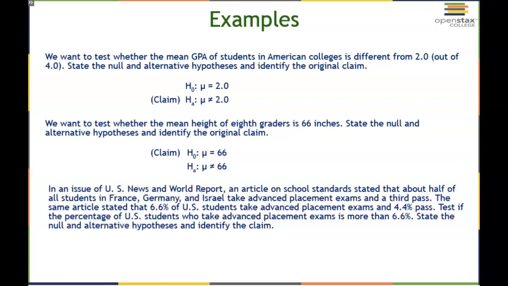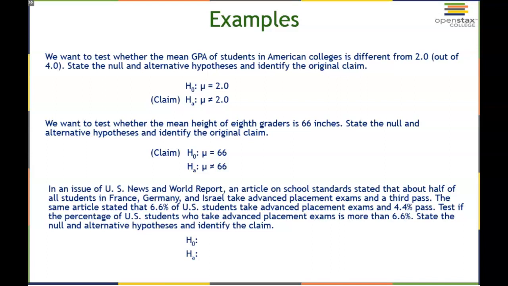In an issue of U.S. News and World Report, an article on school standards stated that about half of all students in France, Germany, and Israel take advanced placement exams and a third pass. The same article stated that 6.6% of U.S. students take advanced placement exams and 4.4% pass. Test if the percentage of U.S. students who take advanced placement exam is more than 6.6%. State the null and alternative hypotheses. And we also want to point out the claim.